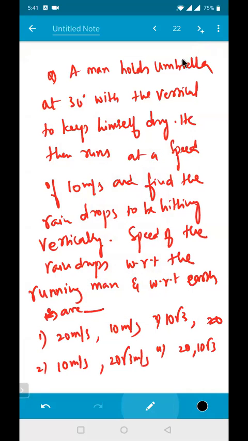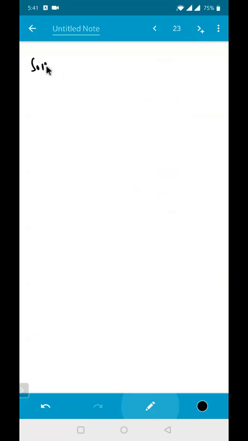So first try to draw the diagram. A man is holding the umbrella at 30 degrees with the vertical to keep himself dry. He then runs at a speed of 10 meters per second and finds the raindrops to be hitting vertically. The speed of the raindrops with respect to the running man and with respect to the earth are two questions right now. So what is the velocity of the man? It is given. Velocity of man is equal to 10 meter per second.